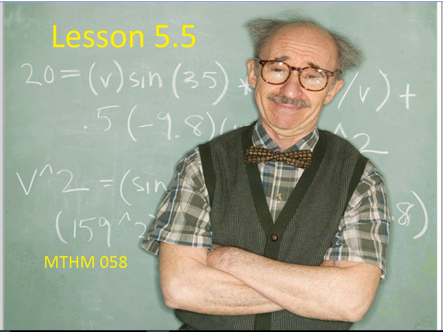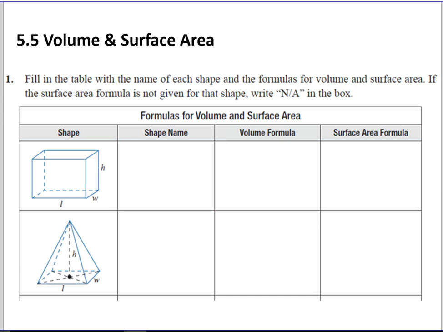For section 5.5, we're looking at volume and surface area. So let's take a look at our shapes and our definitions for those formulas. Our first shape is a box. A box is called a rectangular solid.